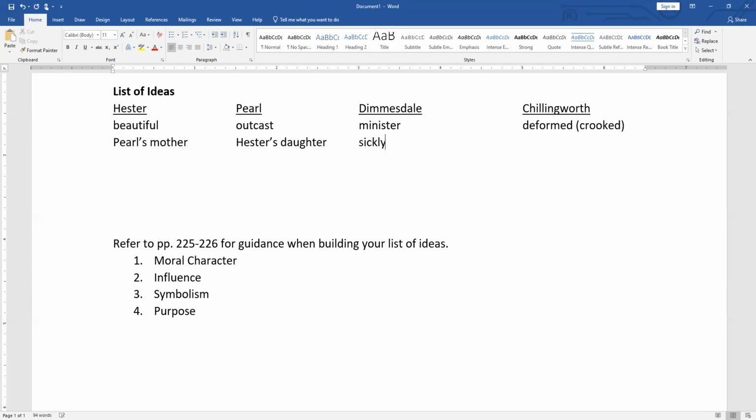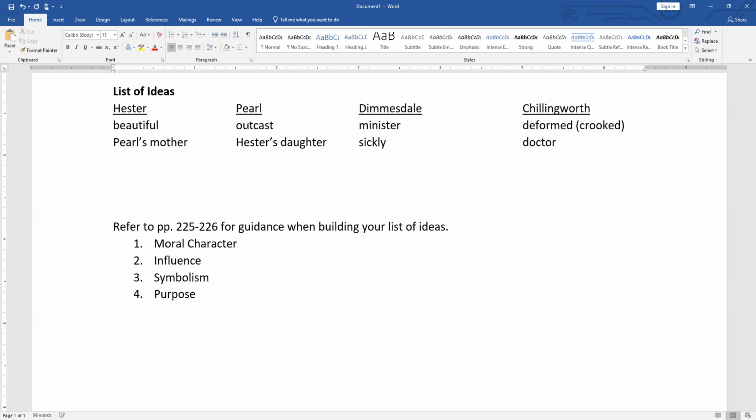Dimmesdale is sickly. I think at this point, as we're getting into chapter 10, we can definitely see that the reason he latched onto Chillingworth, who's a doctor, was because he was in very poor health. And that is both a symbol and there is purpose in that. It brings those two characters together.